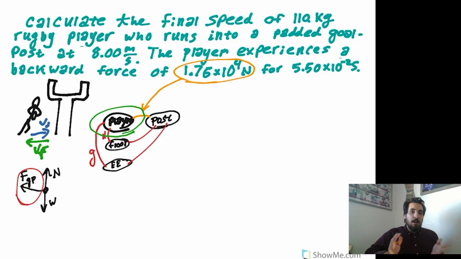Now, I could have flipped the script. I could have put the player initially moving to the left and the goalpost pushing to the right. I could have done that, but I didn't. I chose this as my defined directionality, and I need to stick with it at this point. What this tells us is that our initial velocity we're going to take to be positive, our final velocity is going to be negative because it is to the left, and our force from the goalpost is also going to be to the left.